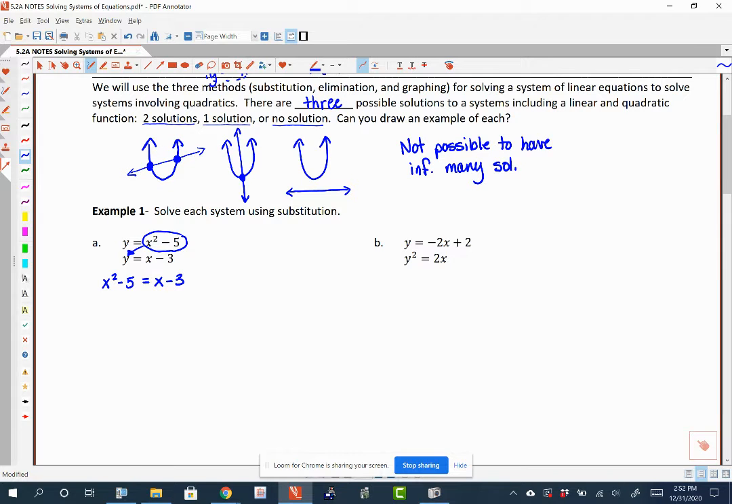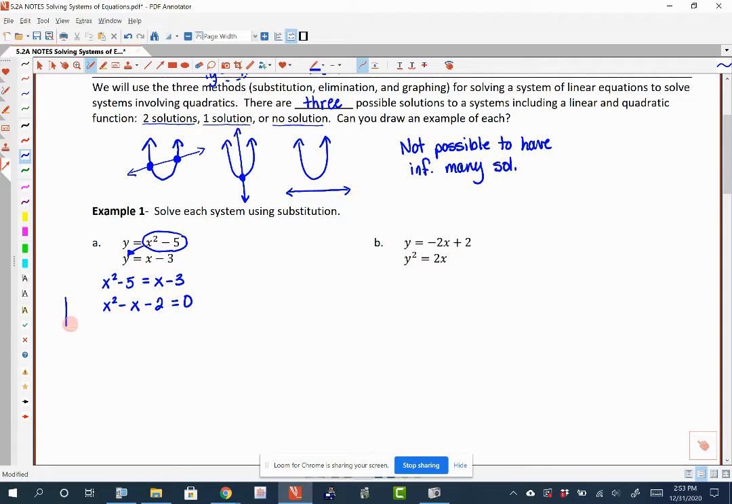Well, we've got an x squared and an x, which means we probably need to think about factoring or quadratic formula, something like that to help us solve. So I need everything on the same side of my equal sign. So I'm going to go ahead and subtract my x and add my 3. So that's going to give me x squared minus x. And as I add 3, negative 5 and 3 is going to give me a negative 2.